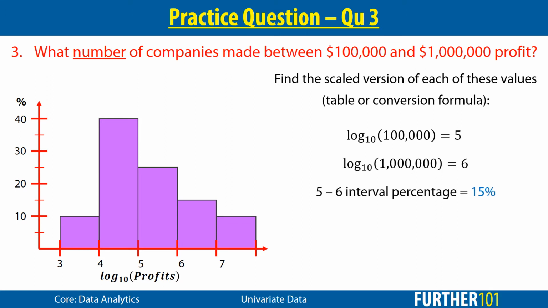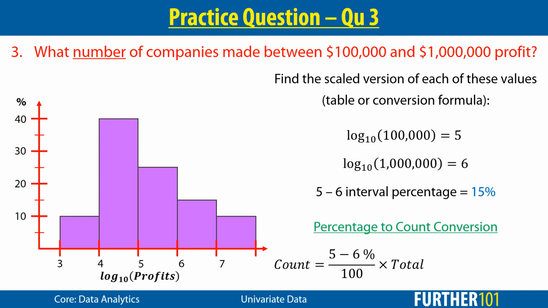So we can see that the 5 to 6 interval percentage is 15%, and we can read that directly off the histogram. Now the last step is to convert this percentage to a count. So we'll use our percentage to count equation, where we take the percentage from the interval of 5 to 6, divide it by 100, and multiply it by the total number of companies, which was provided earlier. And we can see that we take our 15%, divide it by 100, multiply it by 120 companies, and there are 18 companies from this data set that earn between $100,000 and $1 million profit.